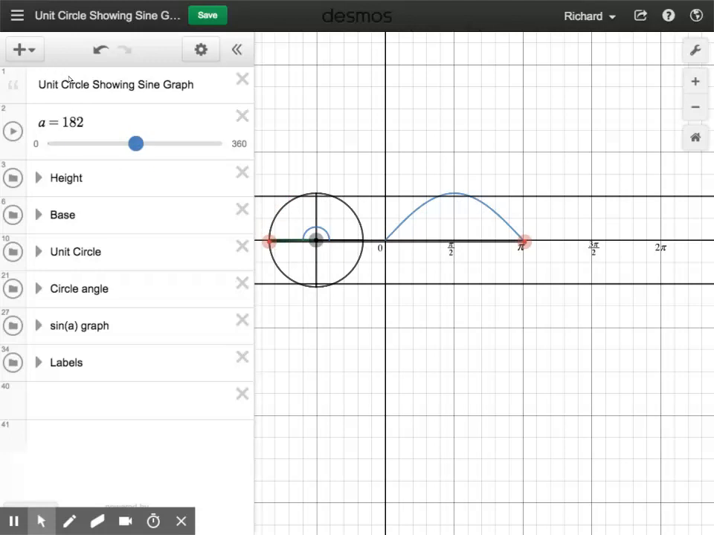Okay, ignore the lines and stuff. It's because I moved the unit circle by mistake because I was resizing it. I'll see if I can resize it back. There we go.